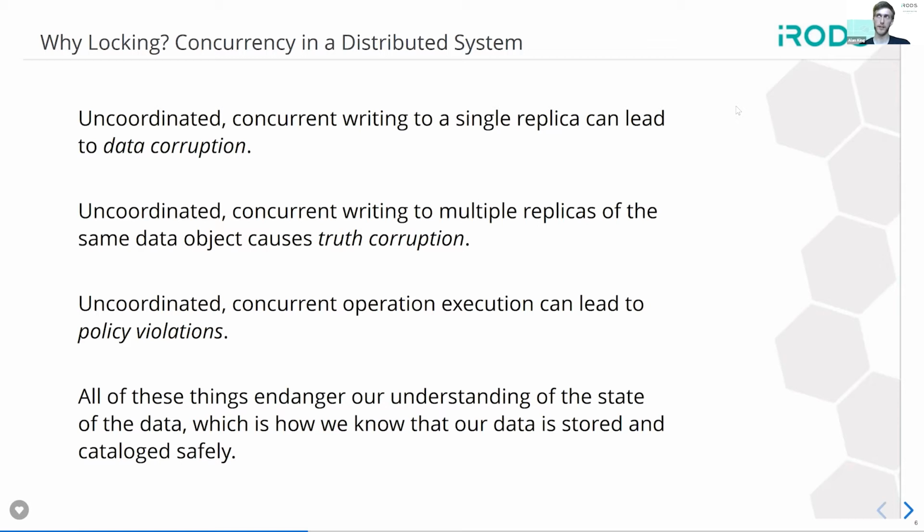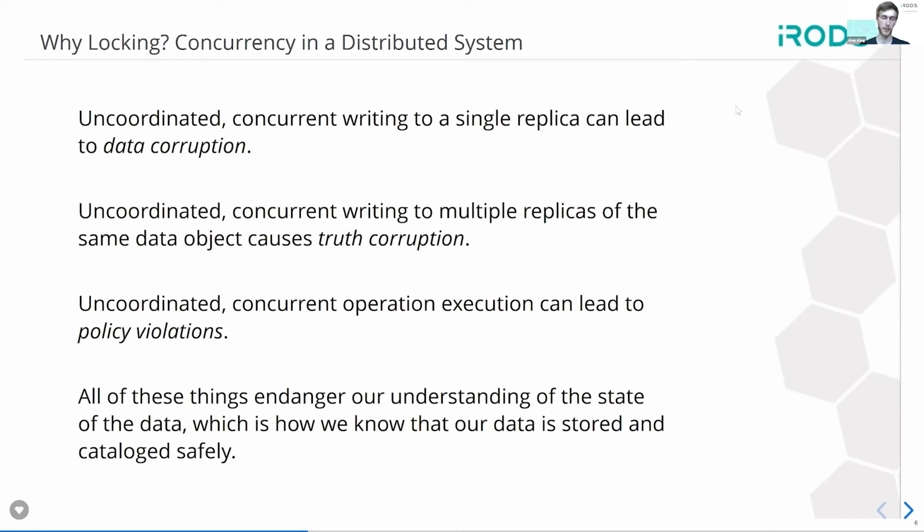when thinking about locking. So why are we even talking about locking? The answer is concurrency in a distributed system. It is almost inherent if you have a distributed system that there will be concurrency. So there are three problems we identified. First being data corruption. If there's uncoordinated concurrent writing to a single replica, your data can end up in a state that is not good.